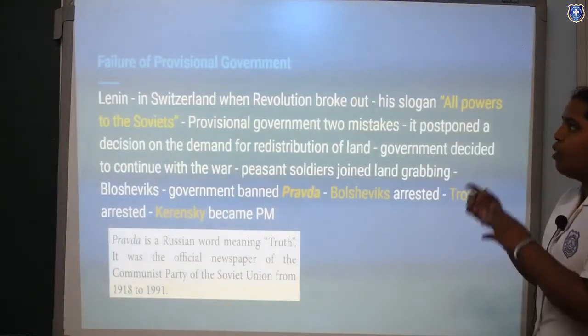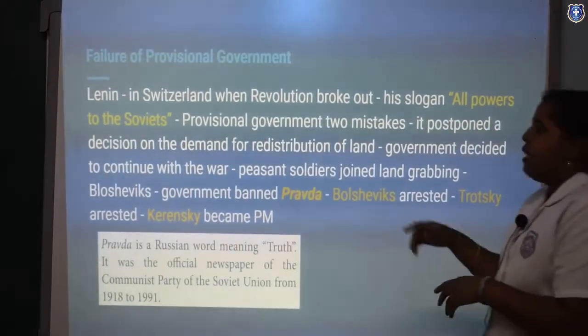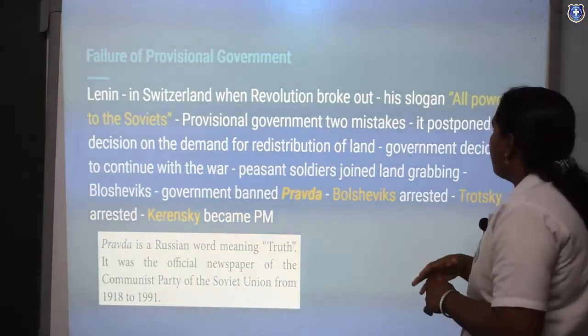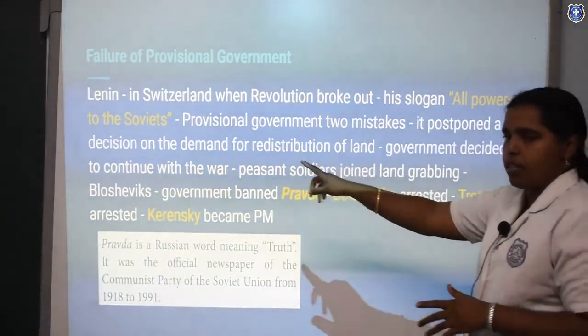The next thing is failure of provisional government. Lenin was in Switzerland when the revolution broke out, and his slogan was, all powers to the Soviets.